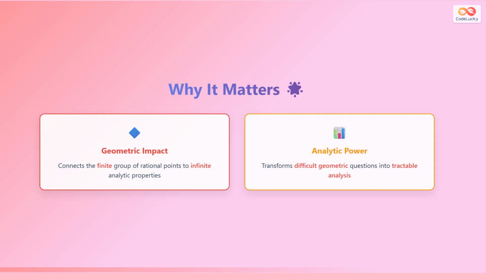The BSD conjecture is significant because it bridges the gap between the discrete world of arithmetic, represented by the group of rational points on an elliptic curve, and the continuous world of analysis, represented by the behavior of the L function. Geometrically, it connects the finite group of rational points to infinite analytic properties. Analytically, it transforms difficult geometric questions into tractable analysis.